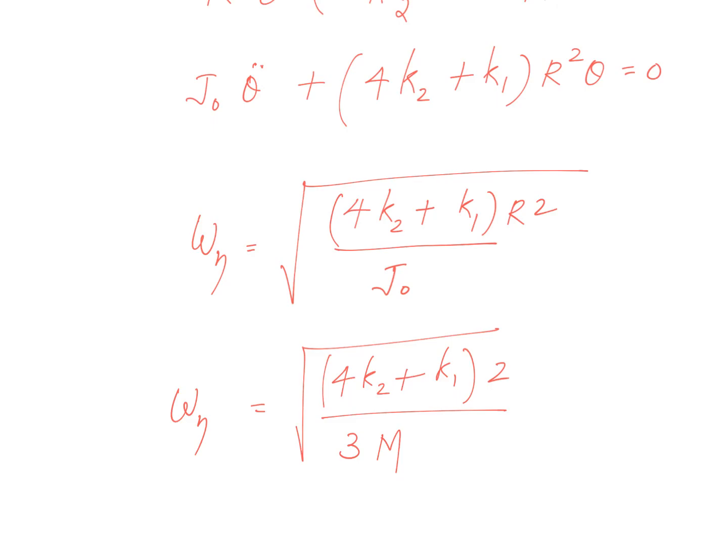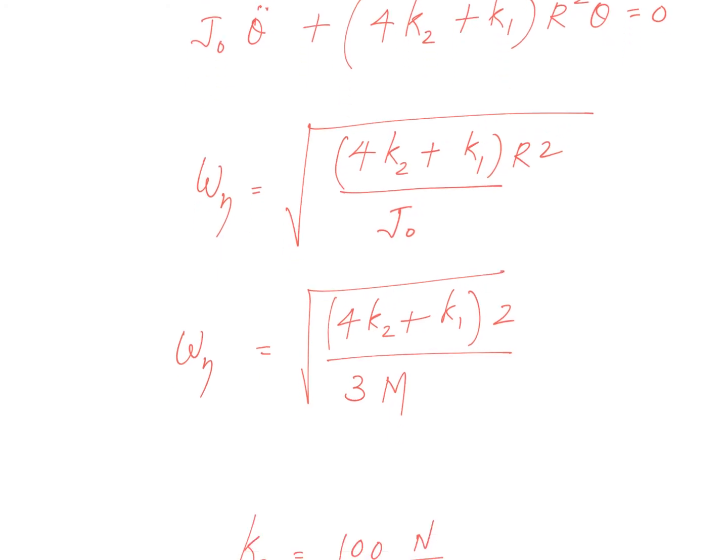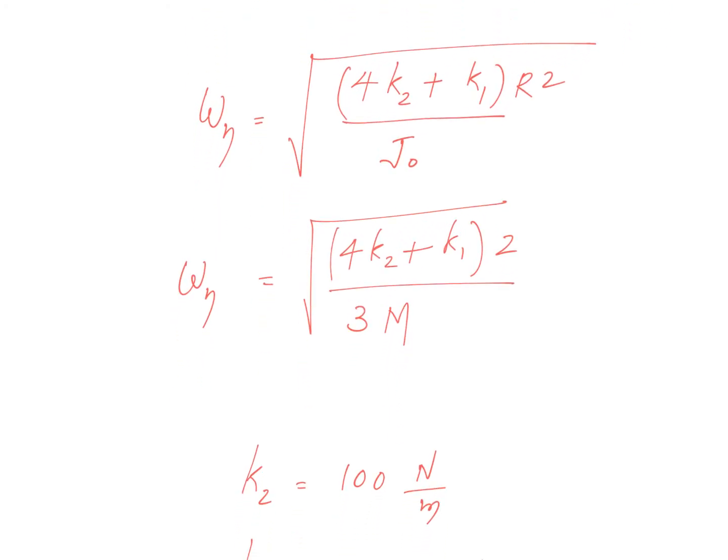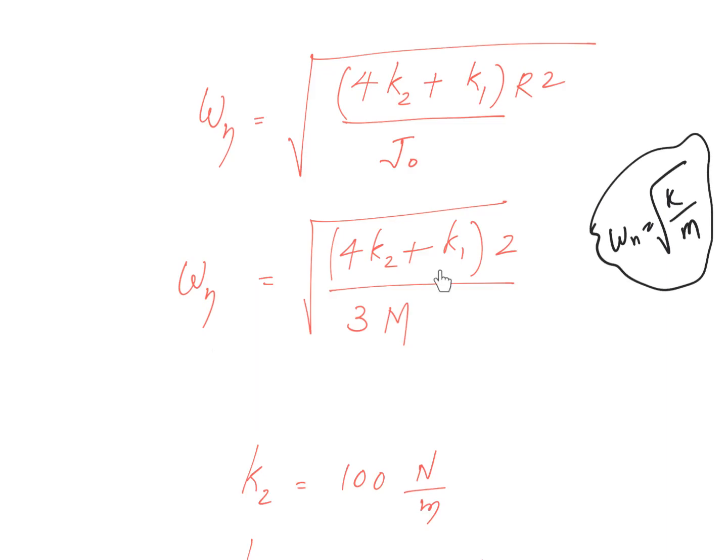You take the square root of the ratio of this term to this term, r squared gets cancelled, and here you are. Your natural frequency is a function of k by m, which makes sense, because for a single degree of freedom system, we know the natural frequency formula is omega n equals root k by m. So dimension-wise, this equation holds true. These are the few small checks that you can do while you are solving a problem in order to ensure that you are on the right track.